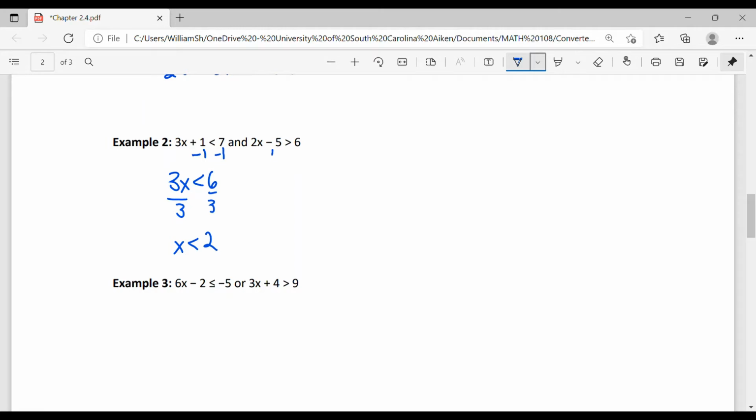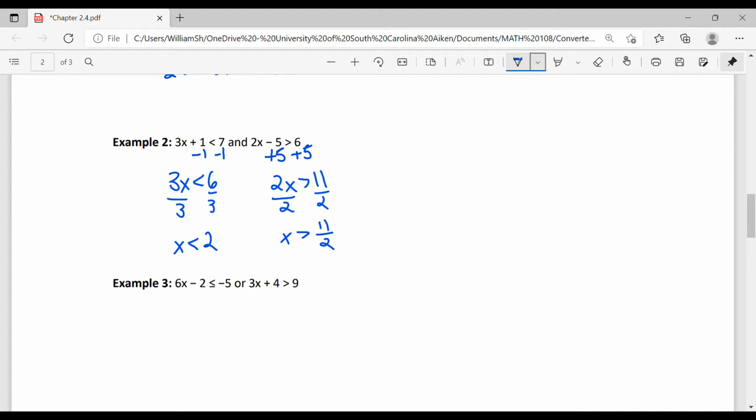Now I'm going to do this one. I'm going to add 5. Now, this gives me 2x is greater than 11. And I'm going to divide by 2 here. And that's going to give me that x is greater than 11 over 2.